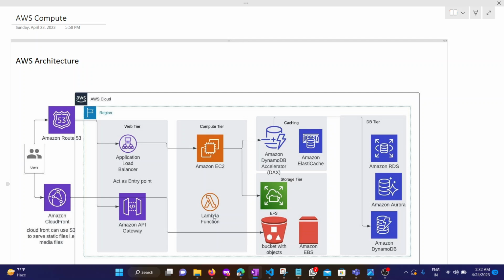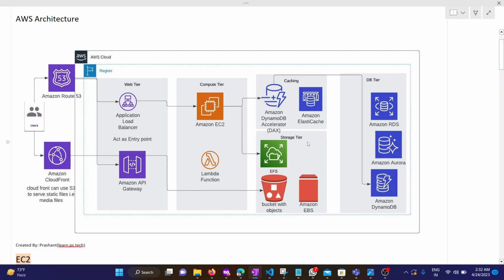Now comes another tier. Suppose the Netflix homepage is opening, you see some common videos or movies promotion there, their content. That is common for all. For that, it can use the storage tier, which will have EFS, or we can say S3. That is basically the static content it will be using.